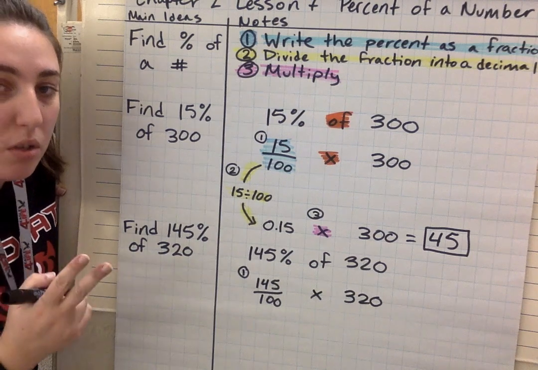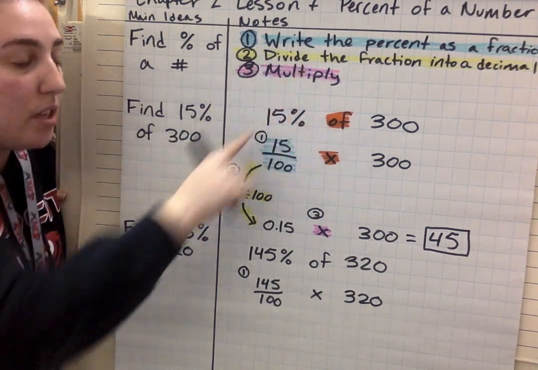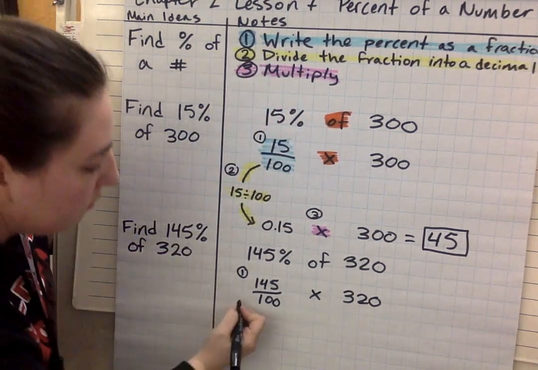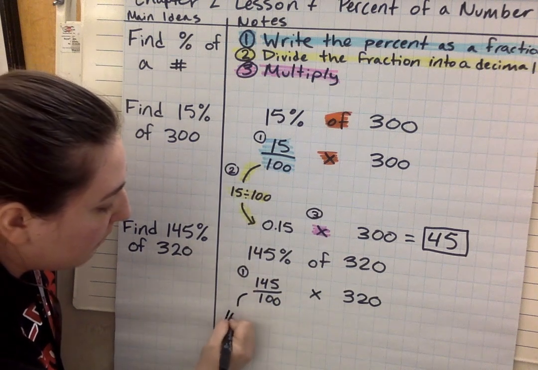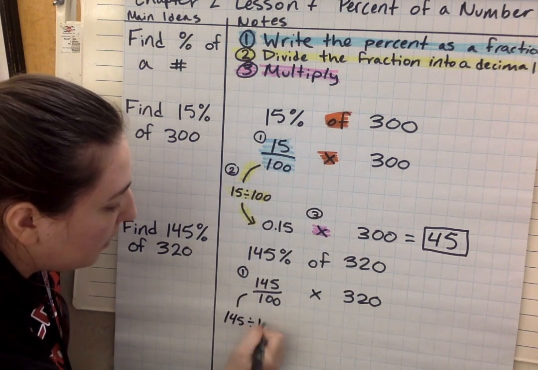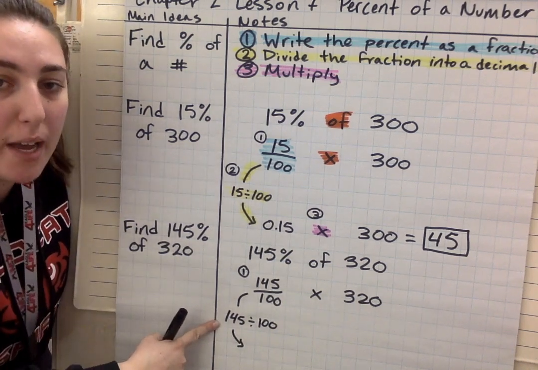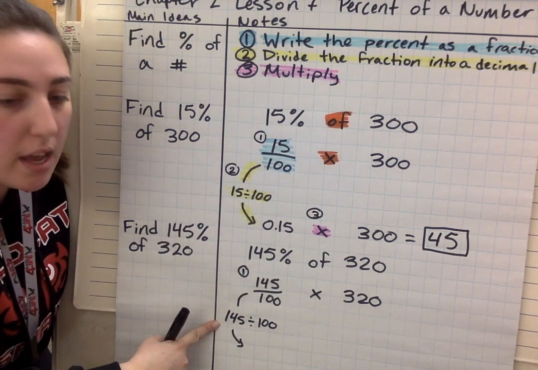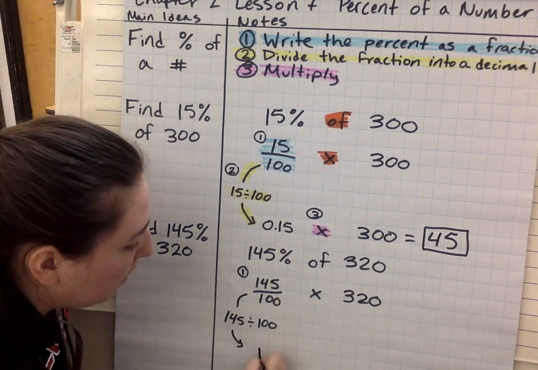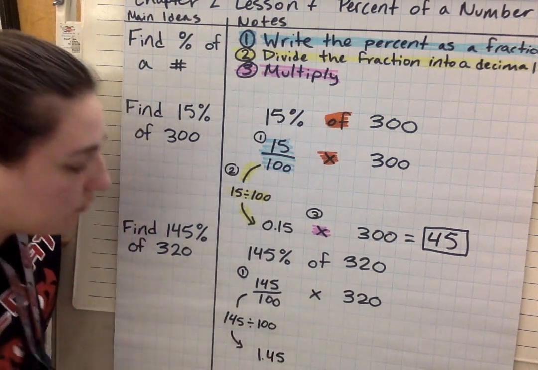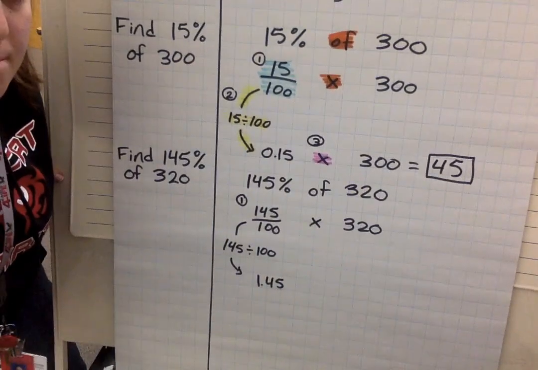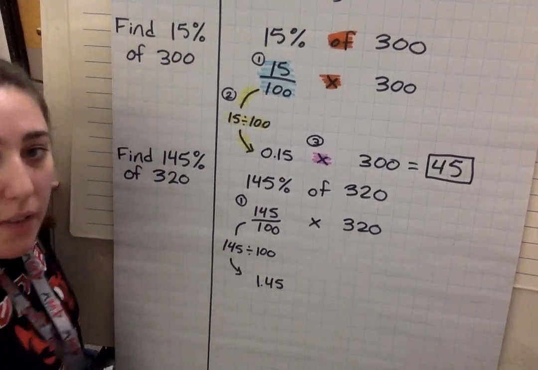All right, step 2. Divide the fraction into a decimal. So I'm going to divide my numerator by my denominator. Put 145 divided by 100 into your calculator, and you will get 1.45. Okay, and we are on to the very last step.